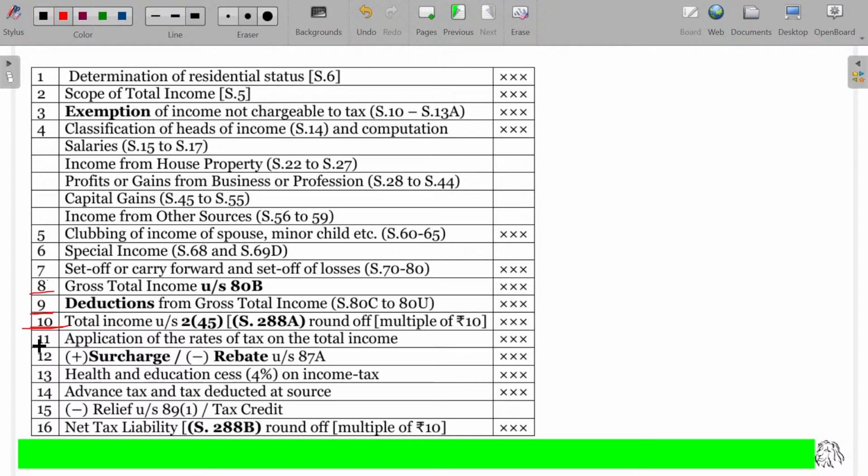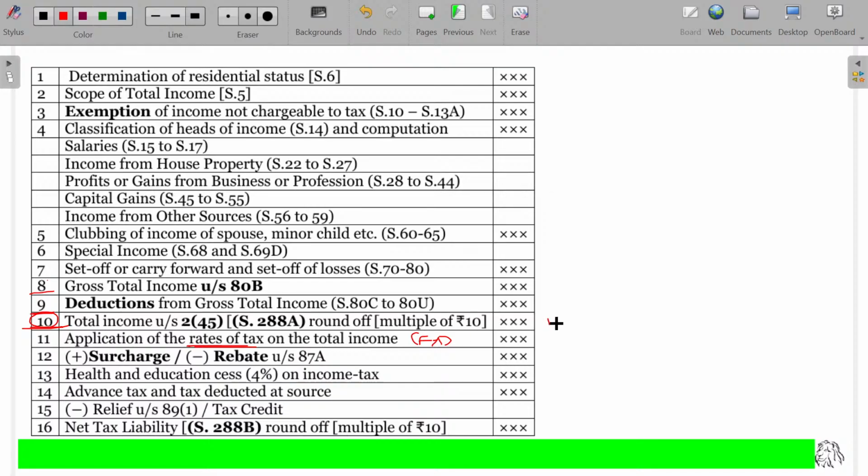Today's income is okay, but for tomorrow's purposes, you can claim some deductions. Subtract that, and the balance will be the total income. The total income is the base on which you are going to pay the tax. Is that clear? That is the 10th step. On this total income, you have to apply the tax rates. The tax rate is given in the Finance Act. Is that okay? As per the Finance Act.